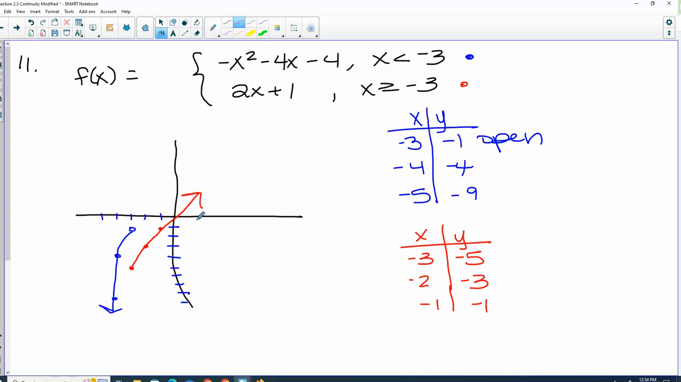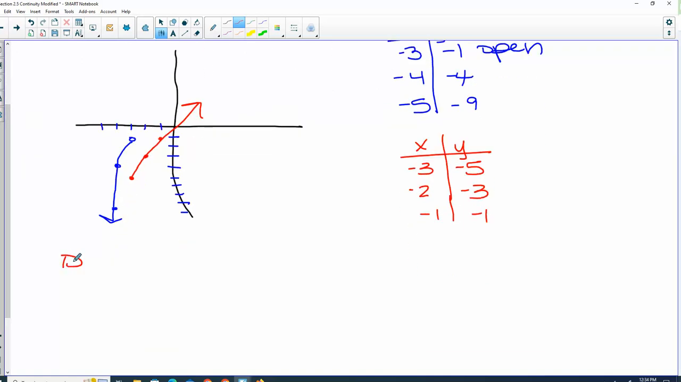Keep in mind, these are functions, so it should pass a vertical line test at the end. And it does. So we're just using the graph to confirm what we were talking about yesterday. If we hadn't graphed it, where would we have been concerned about a discontinuity? At -3, because that was the breaking point. Is it in fact discontinuous at -3? Yes. So we are asked to determine if it's continuous. If not, tell the location of the discontinuity.